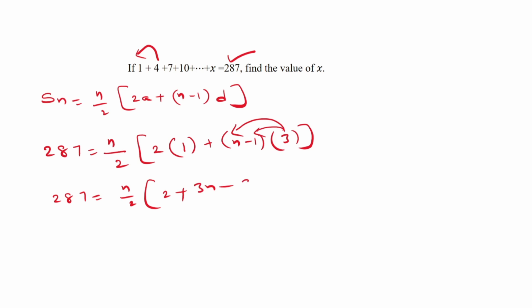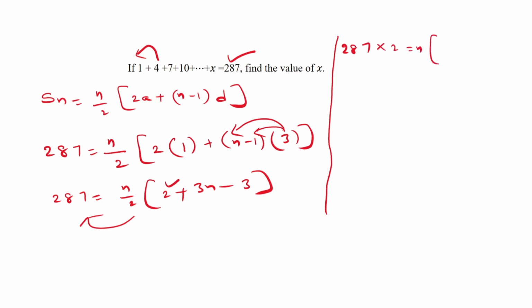I am taking this 2 to the left side. Here it is division. If I take it to the other side, it will become multiplication, right? So it will be now 287 into 2 equals n as it is into, here I have 2 and minus 3, right? So 2 minus 3 is minus 1 plus 3n as it is. Now 287 into 2 is 574, which equals n into minus 1 plus 3n.